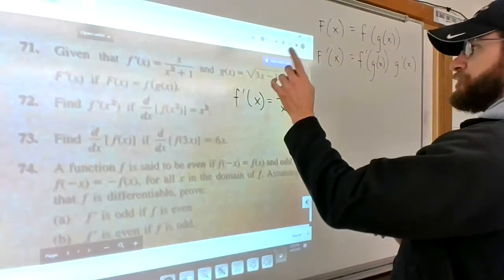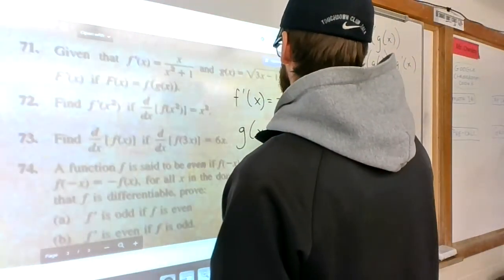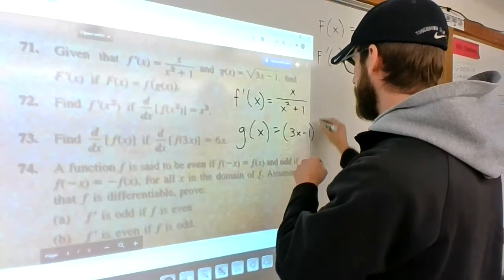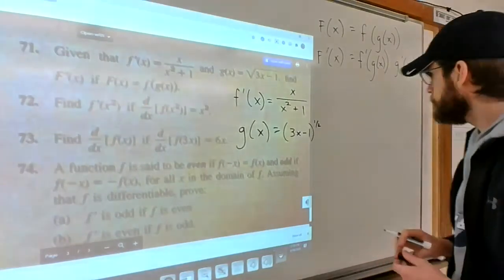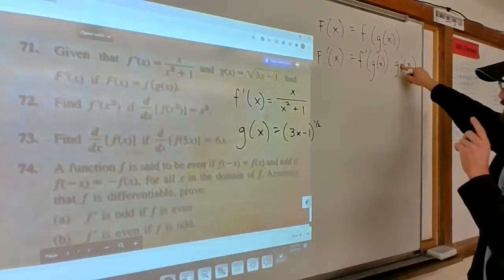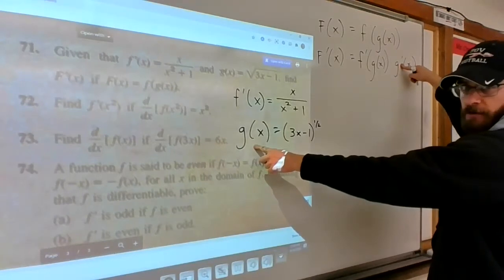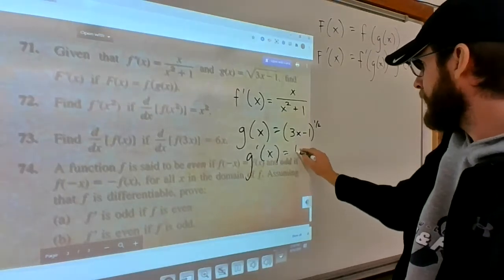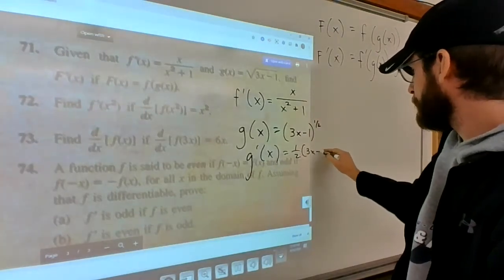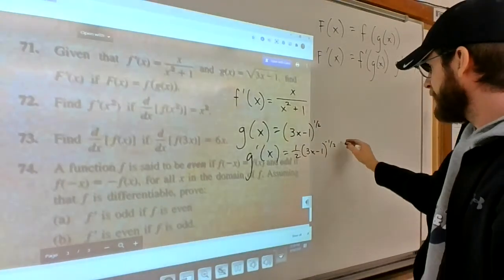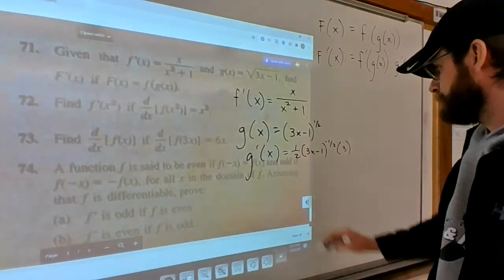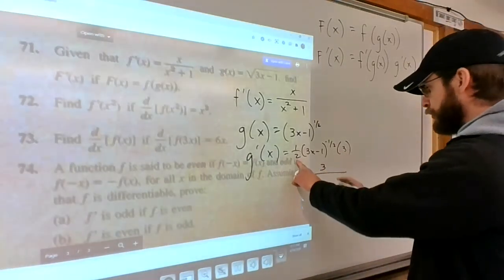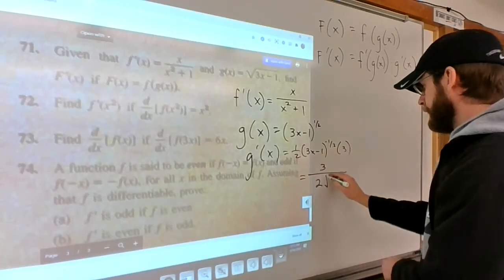We're also told that g of x equals root 3x minus 1. I'm going to call it 3x minus 1 to the half power. So it appears like I need to actually find the derivative of g at some point here. So I'm just going to do that right now. G prime is equal to 1/2, bring it down, repeat 3x minus 1, take 1 away from the half, then multiply by 3. Which is the same as 3 over 2 root 3x minus 1.